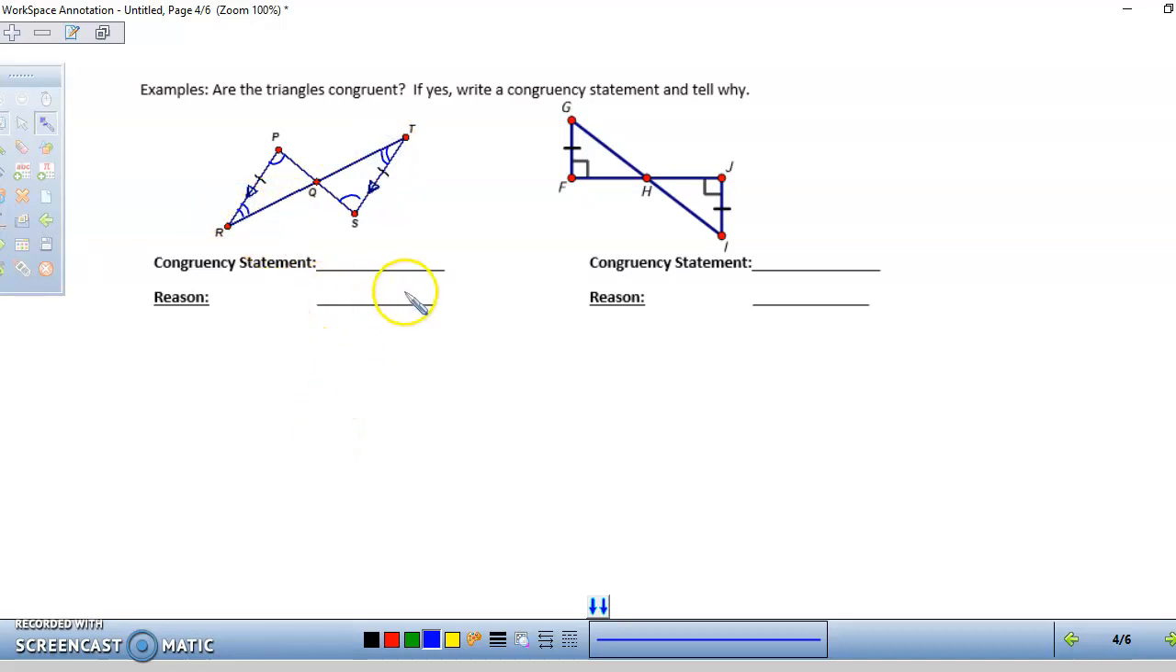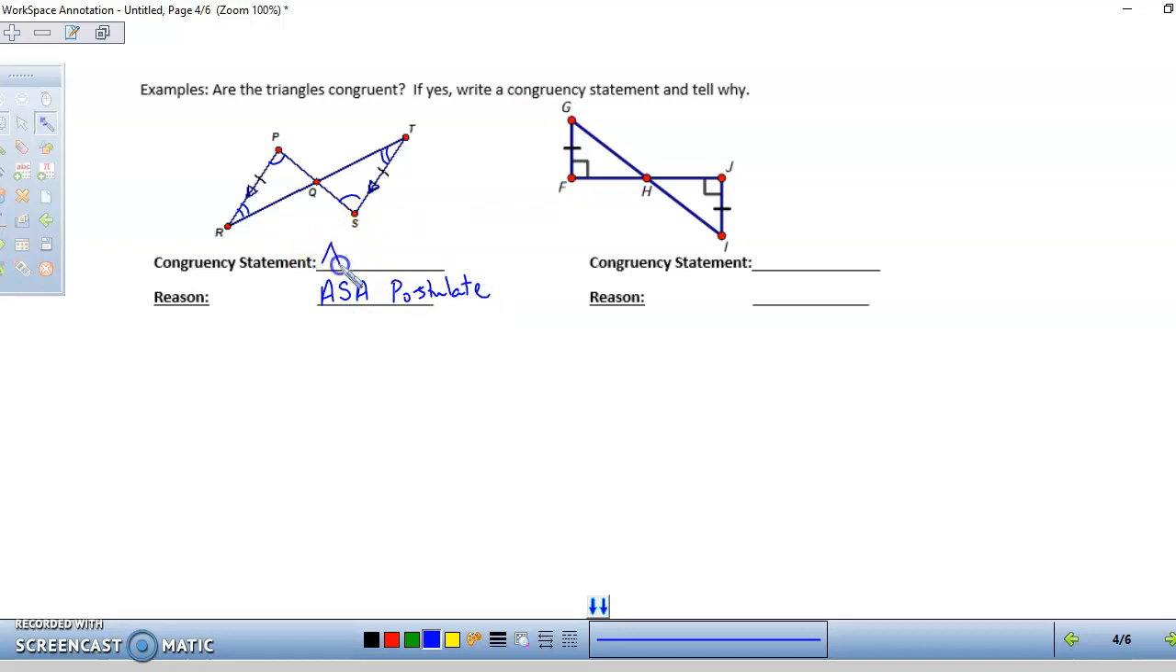So right off the bat, we're going to give the reason that these triangles are congruent. I have an angle, I have a side, and I have an angle, and the side is between, or connected to, both angles. So that is going to be angle, side, angle. And that officially is a postulate.